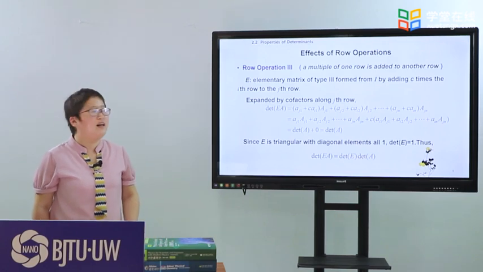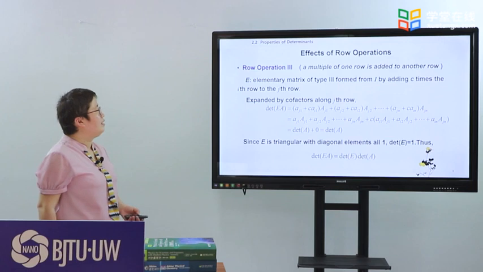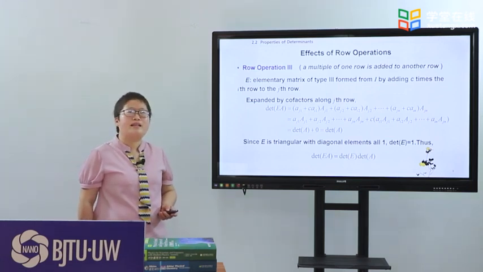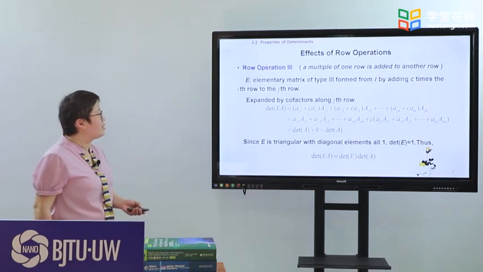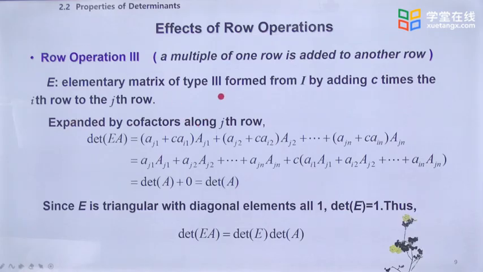Now we consider the effect of row operation 3 on the determinant. Row operation 3 is a multiple of one row that is added to another row, and we obtain the new matrix. So let E denote the elementary matrix of type 3, formed from the identity matrix by adding C times the ith row to the jth row.